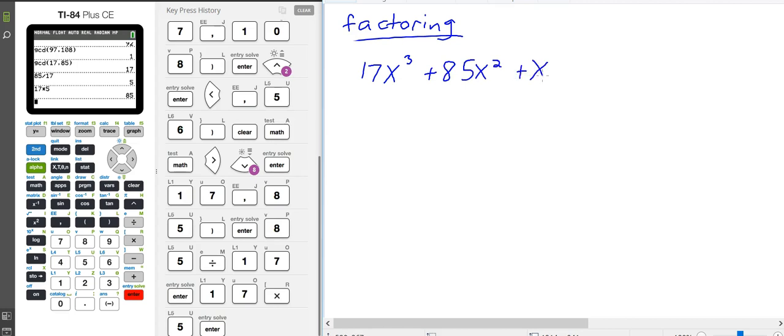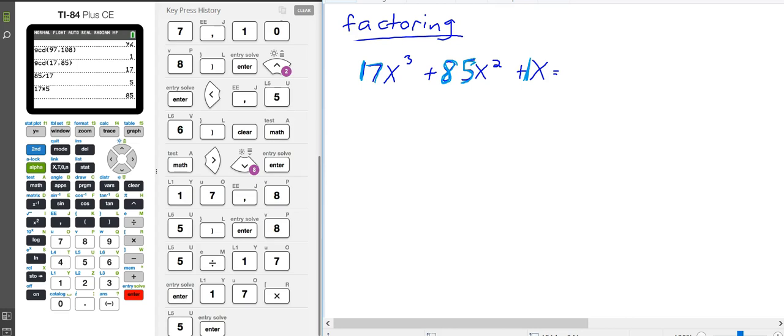plus x. Now before you go run to your calculator and immediately try to find the GCF of 17 and 85, you want to realize that the coefficient of x is just 1. So even if there's a GCF for 17 and 85, you won't be able to pull it out because you can only pull it out from two of the terms, and you're not allowed to pull out a number from two terms and not one term. So we're not going to be able to pull out any numbers in this question because of that 1x that doesn't have a coefficient, or just has a coefficient of 1.